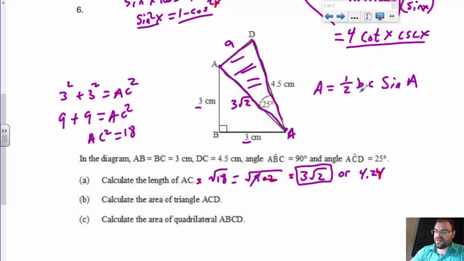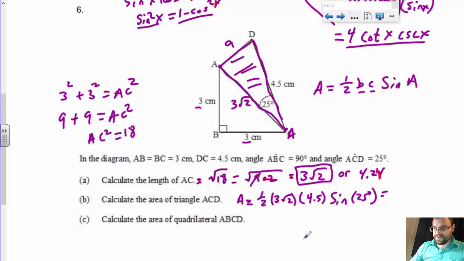So I'm going to basically say that this area is 1/2 3√2 times the other side, which is 4.5, times the sine of this angle 25 degrees. Same thing as 1/2 BC sine of A. Okay, and I'll make the calculator tell me what that is. So let's take a look.